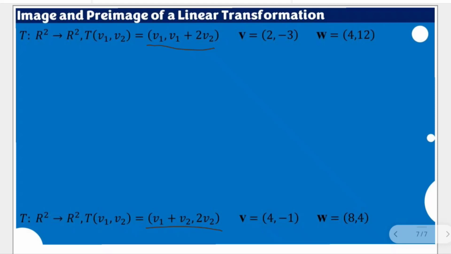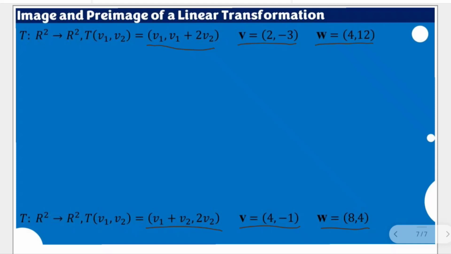Okay? And then that is represented by this vector v here. These are the elements of your domain, and we have the image of this that are part of our codomain. These vector w's are part of your codomain. Okay, so we're going to solve for its pre-images.